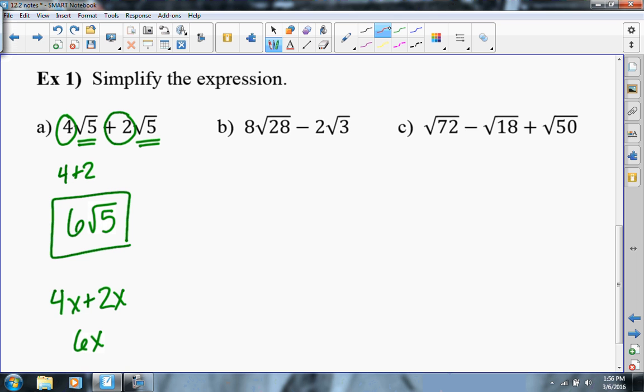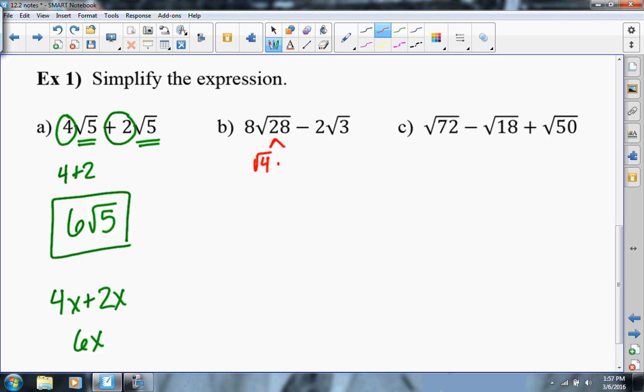Okay, now for part B, I have 8 times the square root of 28 minus 2 times the square root of 3. Now the square root of 3 is already as broken down as it'll go. I can't reduce that anymore. But the 28, it's not a perfect square, but I can reduce it. I can break it down by dividing by a perfect square. And the biggest perfect square that goes into it is 4.